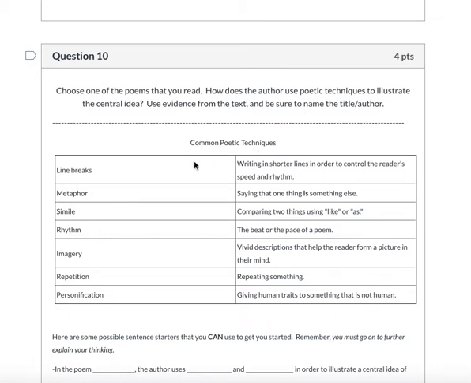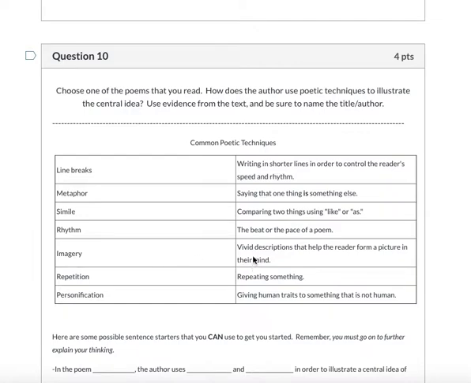Common poetic techniques. Line breaks: writing in shorter lines in order to control the reader's speed and rhythm. Metaphor: saying one thing that is something else. Simile: comparing two things using like or as. Rhythm: the beat or pace of the poem.